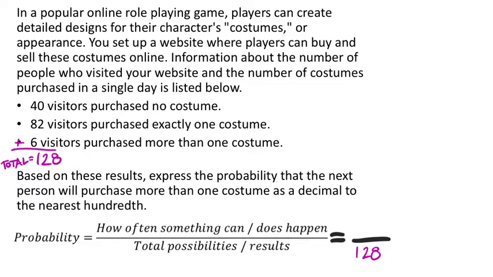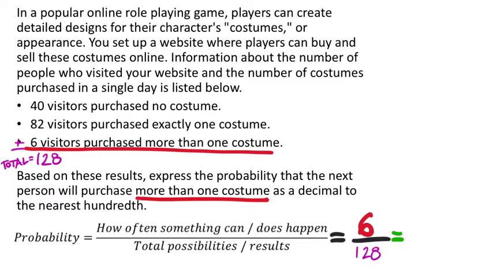And then it asks, what's the probability, and again, this would be an experimental probability, that the next person will purchase more than 1 costume? Well, there were 6 people. 6 visitors purchased more than 1 costume, so that would be our numerator here. Now, you could simplify this fraction here, but they did ask for the answer as a decimal to the nearest hundredth. So I'm just going to type in 6 divided by 128. I'm not using the N over D button here. I'm using the division button instead of the fraction line button.